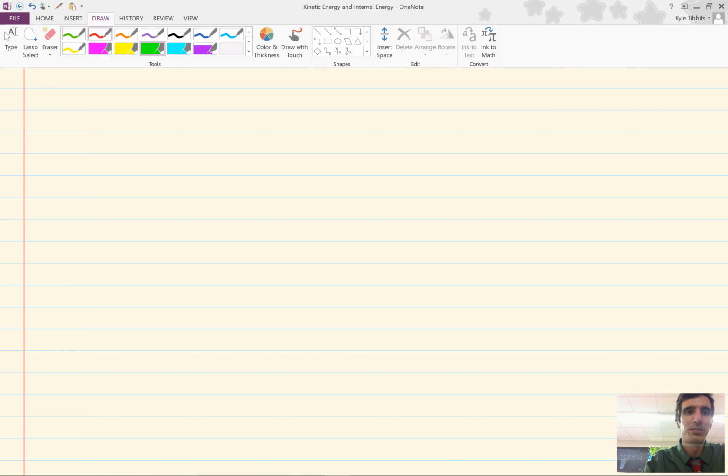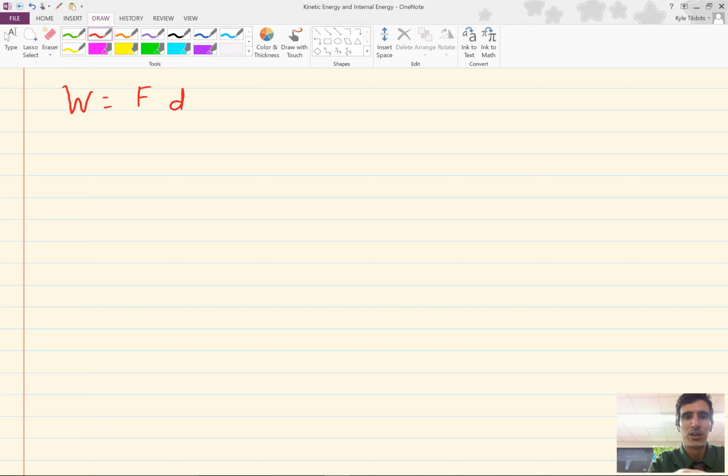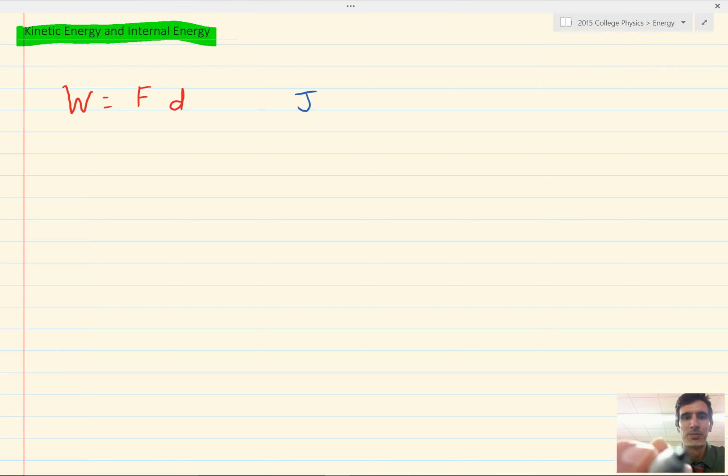So, before we get into kinetic and internal energy, let's just quickly summarize the formulas we've learned so far. The first one we have is work is equal to force times displacement, and its units are joules. And then we learned about power. Power is just work over time. And we could expand that to force times velocity, force times distance over time, because that's what work is. And distance over time is velocity, so force times velocity. And its units are watts.